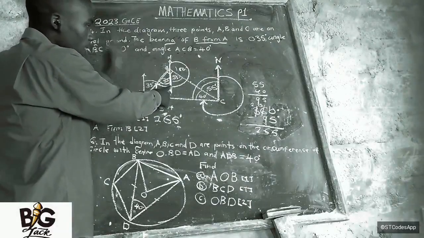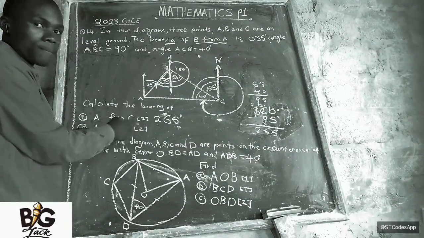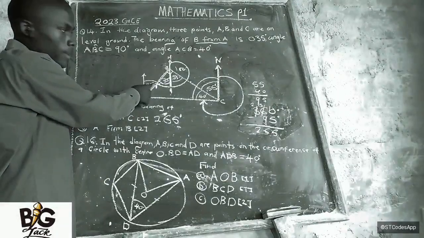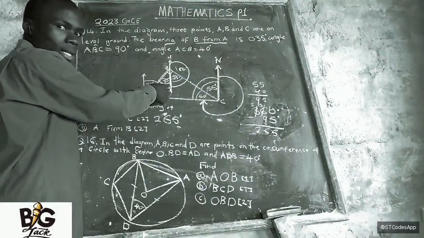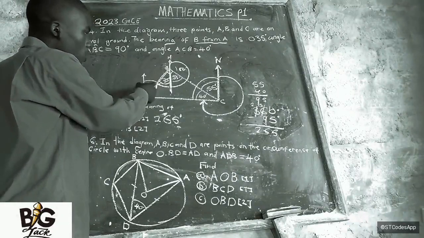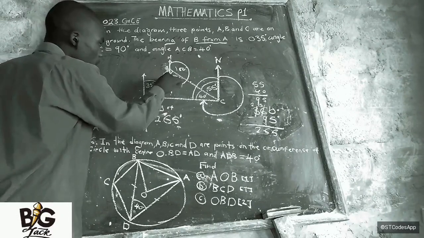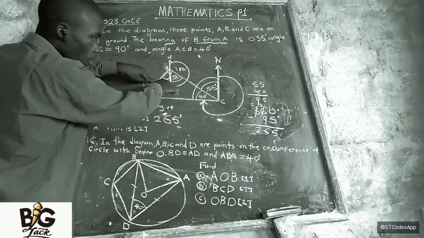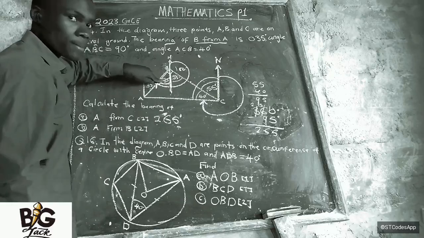180. Now, they are saying the bearing of A from where? From B. So which means we are ending here. So now, if we end here, we are getting what? 180. Now, what about this one here? Remember, the angle from this point here up to this point here, the angle from this point up to this point is what?